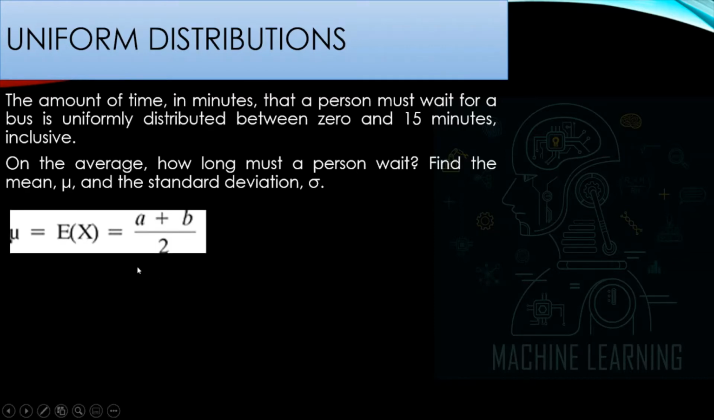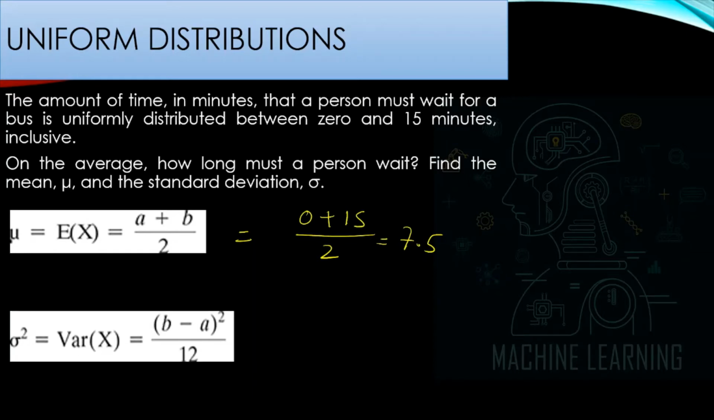This is the formula for mean, which is (a + b) / 2. And that's fairly simple for us. So to calculate the mean, you just have to do (a + b) / 2. And we know that a is 0, b is 15, divide that by 2. And that would give you, I believe, 7.5. So that would be your mean.